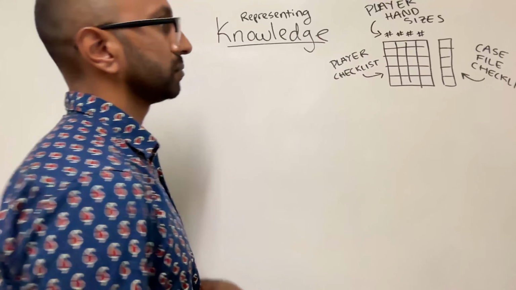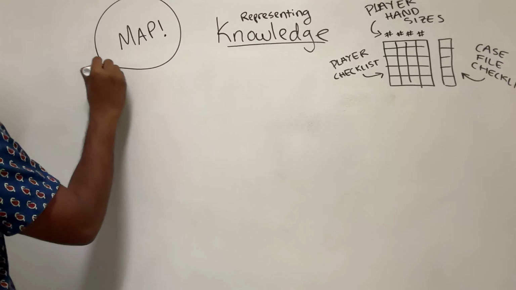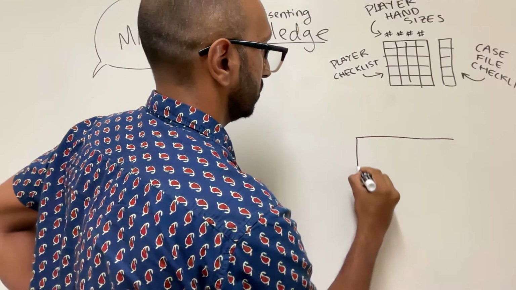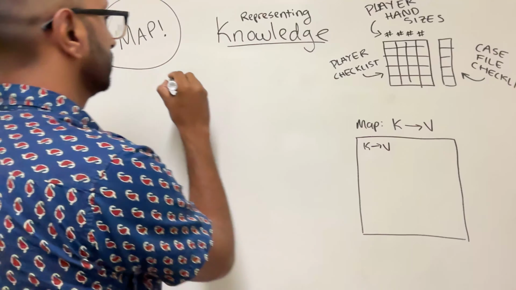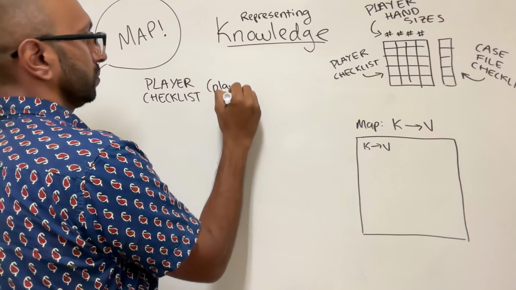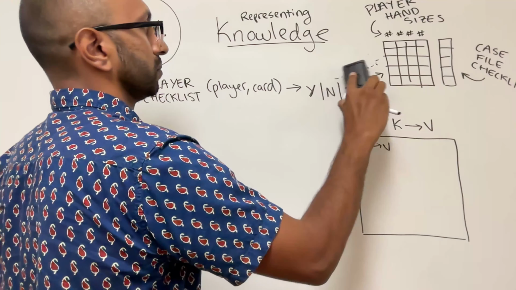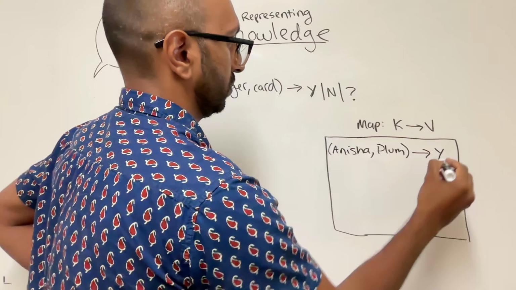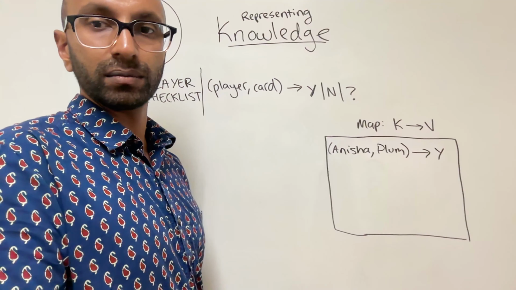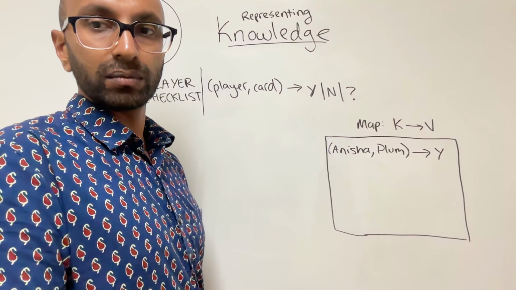So to me, right off the bat, this screams for a map. You can think of a map as just a box of key value pairs, where you can ask it about the value for a particular key. This box will hold that data in a structured format, hence data structure. For the player checklist, for example, the keys would be player card pairs, and the values would be Y, N, or unknown. And one immediate optimization we can make is to not save any values for the unknowns, and I'll show you why in a second.